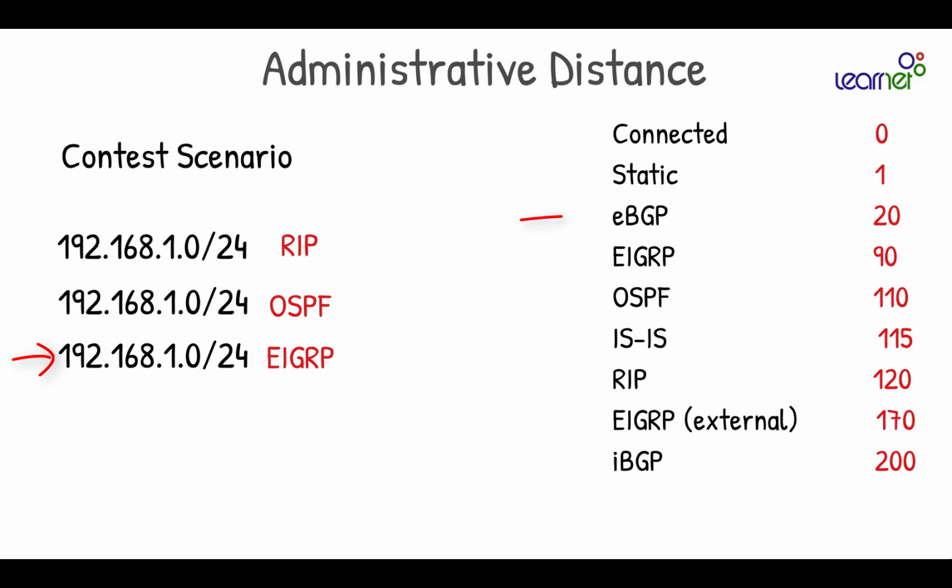This value for external BGP is 20, for EIGRP internal routes is 90, for OSPF is 110, for IS-IS is 115, for RIP is 120, for external routes of EIGRP is 170, and for internal BGP routes is 200. By comparing these values, the router selects the most trustworthy route and populates it in the routing table. Understanding administrative distance helps network engineers ensure that routing decisions align with their network design and traffic flow requirements.